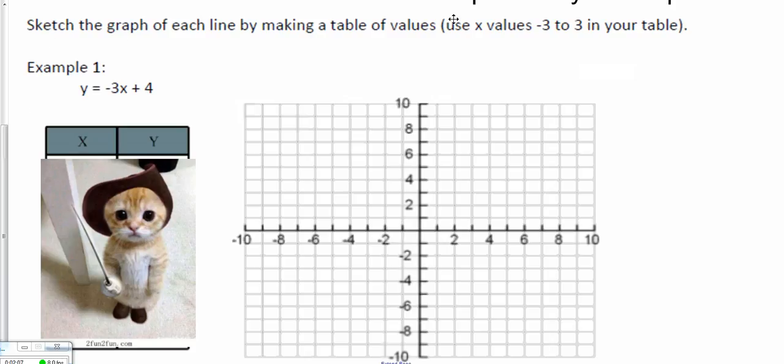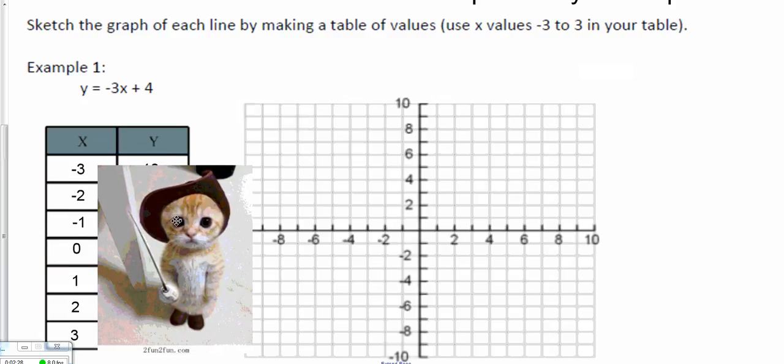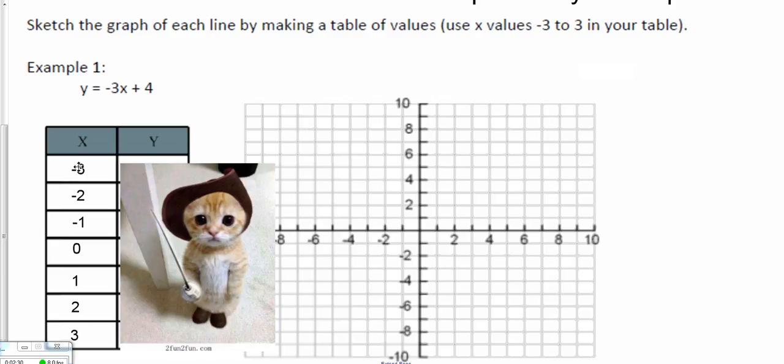This first one asks us to sketch the graph of each line by making a table of values. We're going to do each one kind of twice in a way: once making the table, and then twice I'm going to show you how you can use the slope to graph it really, really quick. In each one we're going to use the x values -3 to positive 3. So you can fill that in right away, -3 all the way up to positive 3, those are our x values.